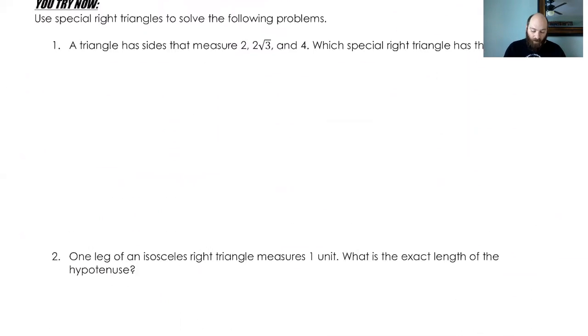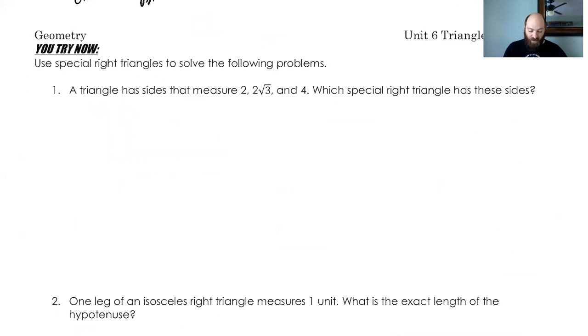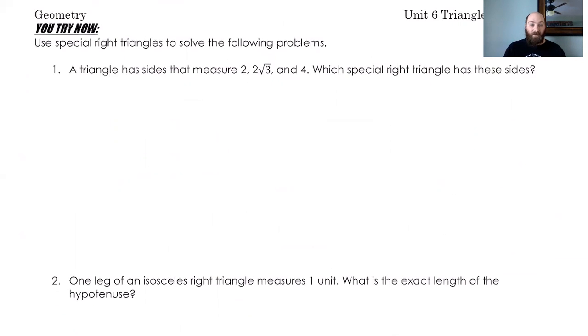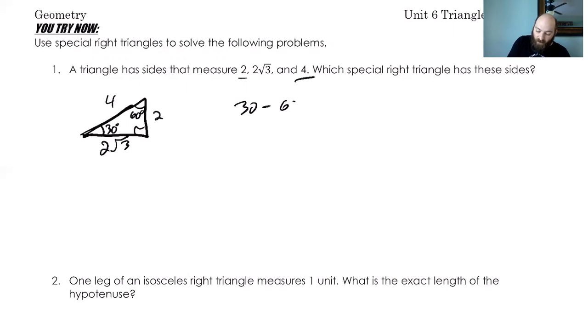Just because these get a little bit tricky, we'll go ahead and do these other 3 you try nows as well. All right, a triangle has sides that measure 2, 2 root 3, and 4. What special right triangle has these sides? Again, you're just going back. We've got 2 and 4. If I draw that out, I've got a 2 and a 4. 4 is the longest side, so that's going to be double the short side, and then 2 root 3. When I have this scenario, that's my 30 degrees, that's my 60 degrees. So I have a 30, 60, 90 triangle. That's just recognizing the patterns that we have going on.